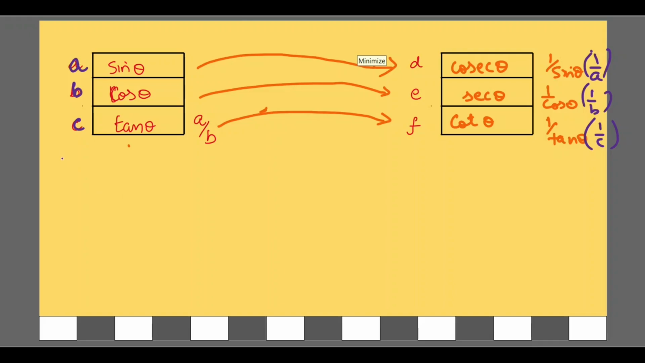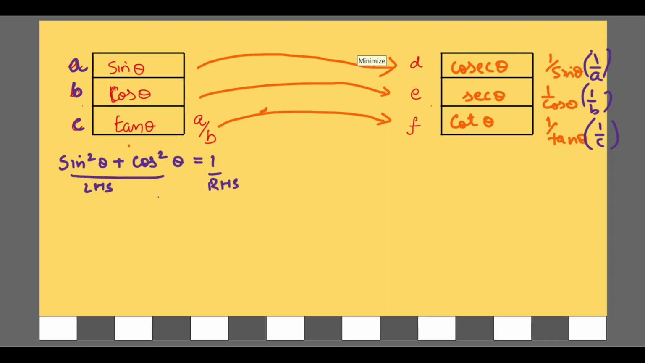Now I know sine square theta plus cos square theta is equal to 1. Remember, this is LHS and this is RHS. Let me write LHS, RHS.